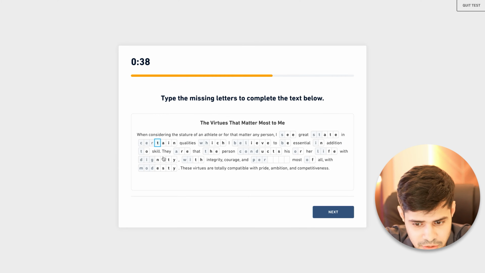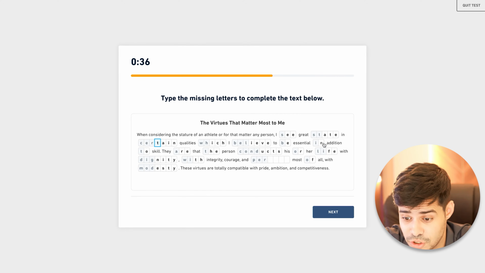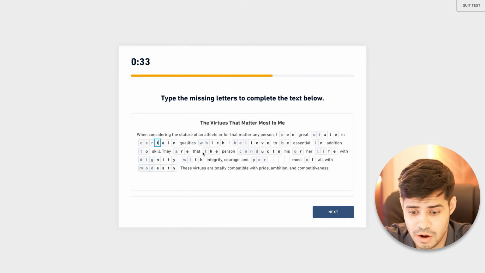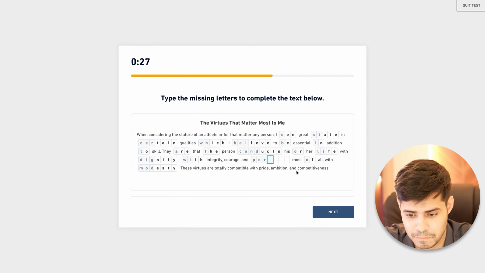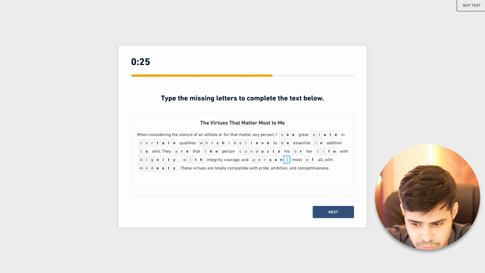I see great in certain qualities which I believe to be essential in addition to skill. They are that the person conducts his or her life with dignity, with integrity, courage, and no.